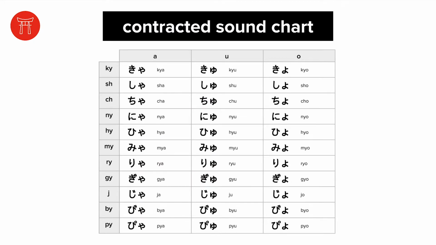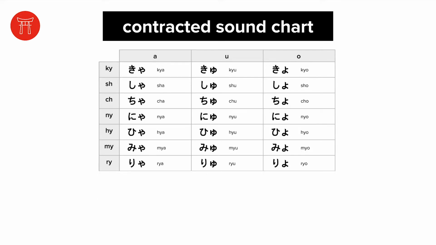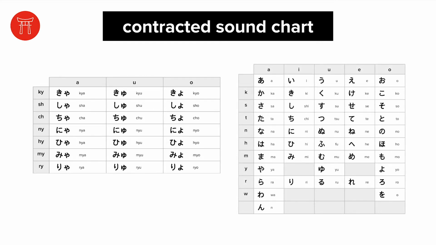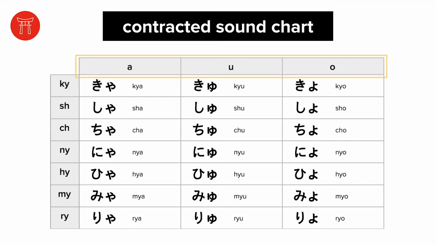All in all, Japanese has 33 traditional contracted sounds. We can find them all in our contracted sound chart, arranged in the same order as in the basic hiragana chart. Let's take a look. Notice that some rows from the hiragana chart are missing. It's because there are no contracted sounds for the a row, ya row, wa row, or n. Also, note that there are only 3 vowels in this chart. We already know the first row, so let's move on to the second row.